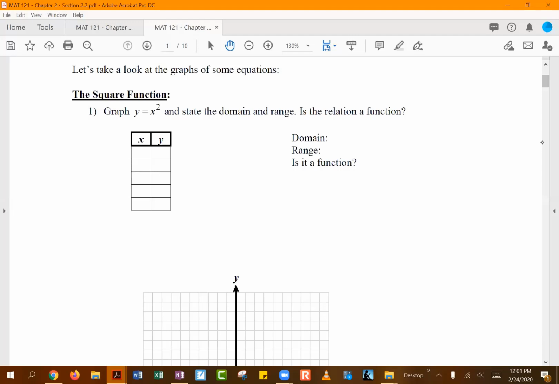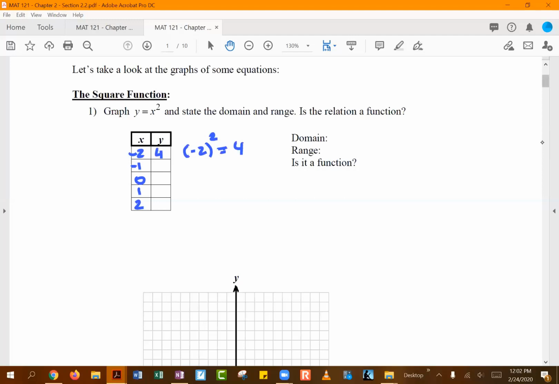So I'm actually going to use -2, -1, 0, 1, and 2 for my x values. And basically the idea is once we select our x values, you're going to substitute that for x in your equation, for x squared, and then find out what your y values are going to be. So when I square -2, what do I get? +4, yeah. So this guy is +4.